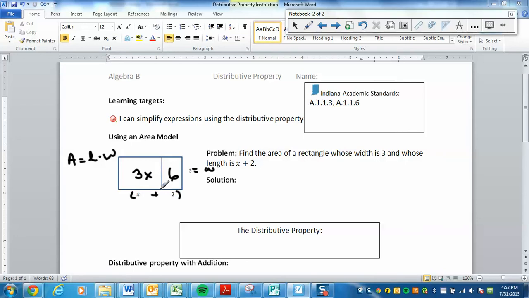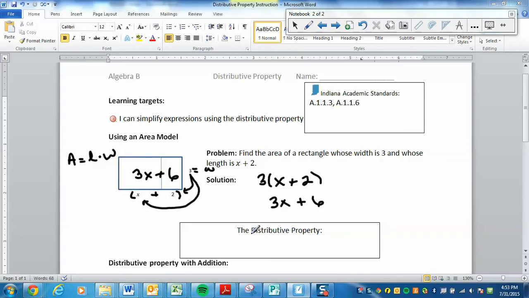and 3 times x, which would give me 3x. As we know, two parts of a whole add up to equal the whole. So if I have 3x and 6, if I want to make this whole rectangle, I add them together, and so the whole area is 3x plus 6. And that's kind of how the distributive property works. I took 3 and multiplied it by 2, and I take 3 and multiply it by x. So if I rewrite that, it's 3 times x plus 2. And I got 3x plus 6.